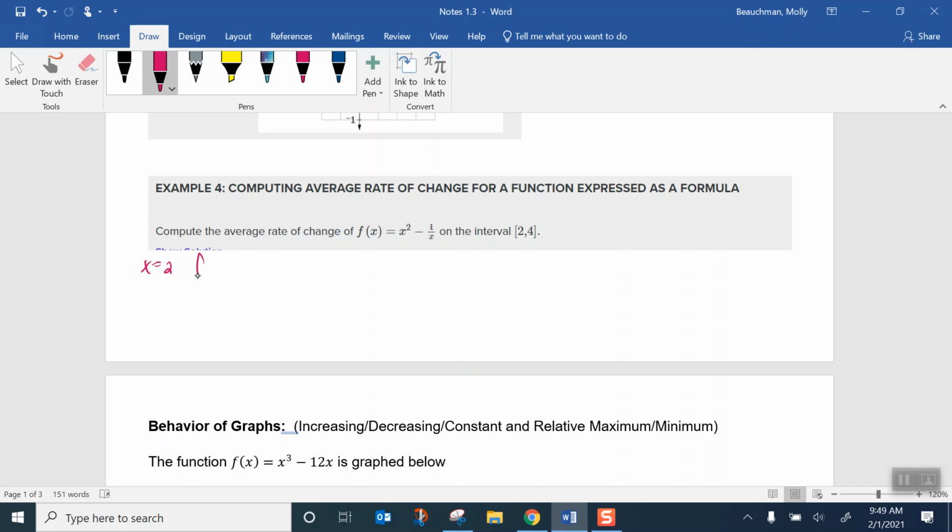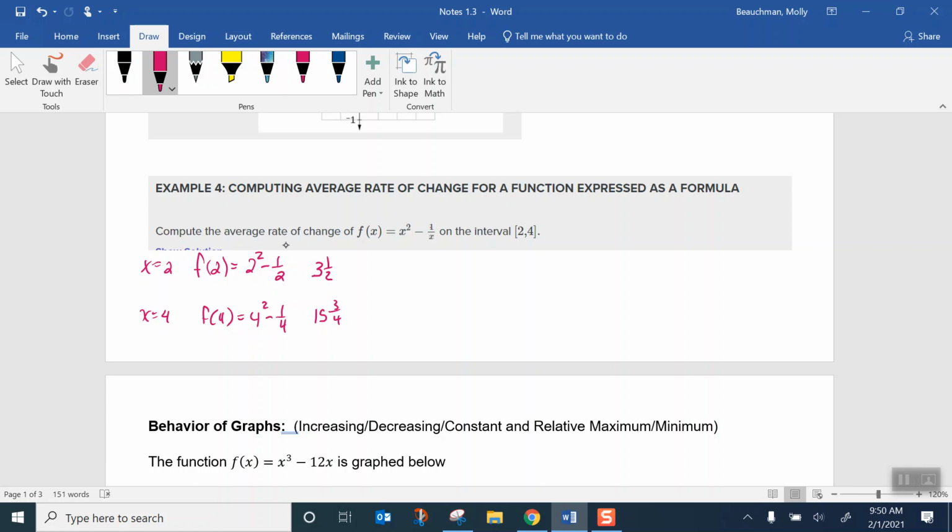we can find f of x. So we substitute f of 2 into the formula. We get 2 squared minus 1/2. So that would be 4 minus a half. 4 minus 1/2 is 3.5. Then when x equals 4, f of 4 is equal to 4 squared minus 1/4. 4 squared is 16. 16 minus 1/4 is 15 3/4.